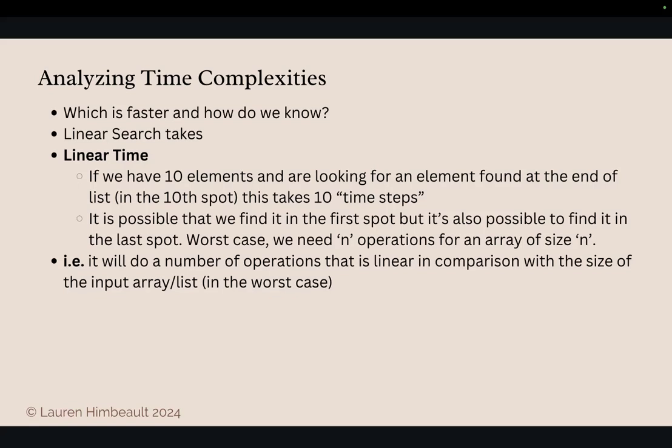So linear time means that as n grows, the number of steps grows at the exact same rate. 10 elements, up to possibly 10 steps. 20 elements, up to possibly 20 steps. 100 elements, up to possibly 100 steps. They grow linearly. They grow together at the exact same rate. So it will do a number of operations that is linear in comparison with the size of the input array. And this is all worst case, right? Of course, best case is we find it on the first try and we only have to do 1 operation.